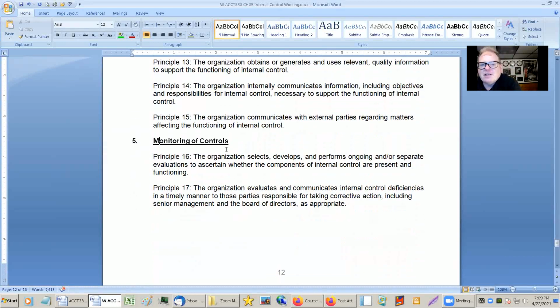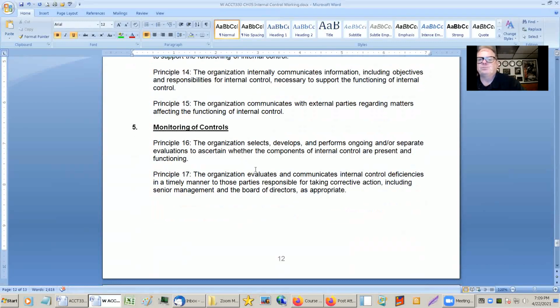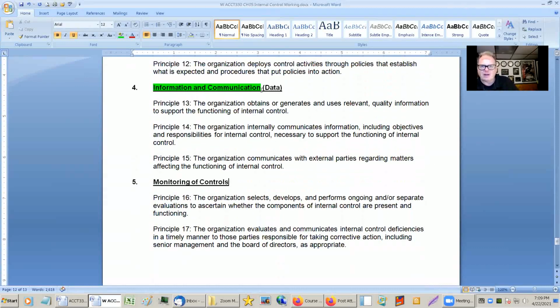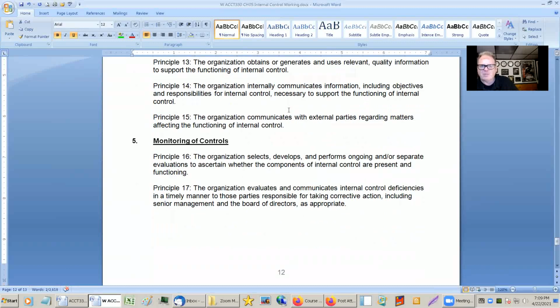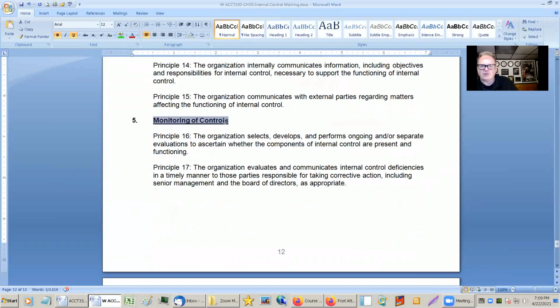Monitoring the controls: this is the feedback they get. This is data being fed back. But down here, this is for monitoring the controls. What we're really talking about here is improving the controls. How do we improve the controls?